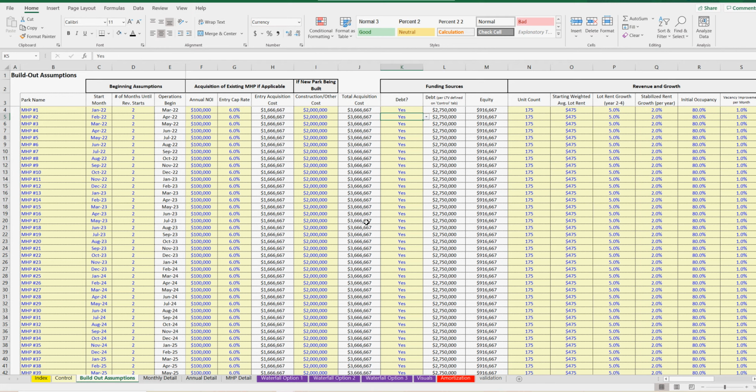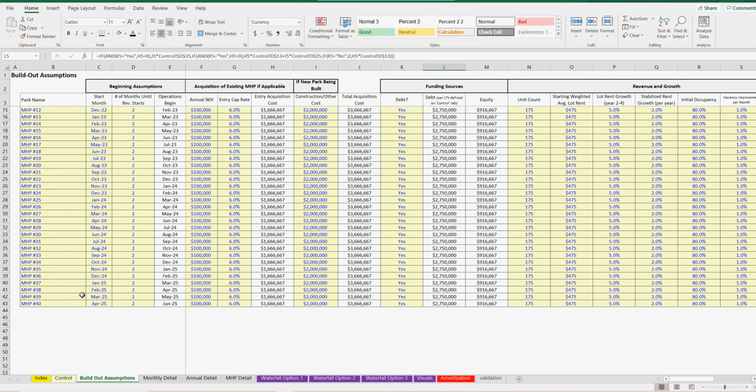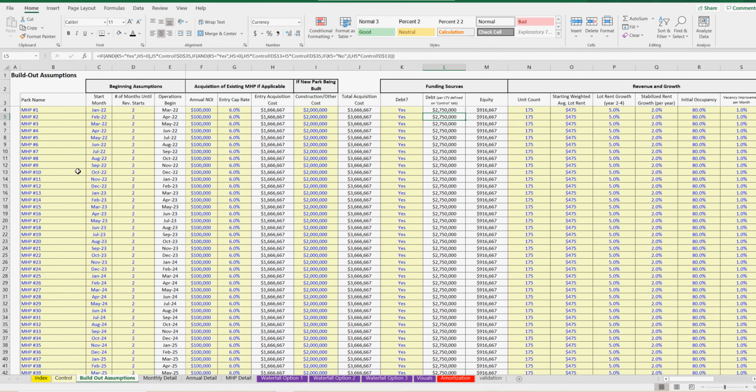But they all follow the same structure of debt if there is debt, and then they all have their own unique assumptions for revenue, occupancy, and expenses, which we'll get to in a second here. And note that this debt is all dynamic. So there's an amortization schedule for all 40, up to 40. And if you don't have 40 or you just have a couple, that's fine. You can just clear all the data out.